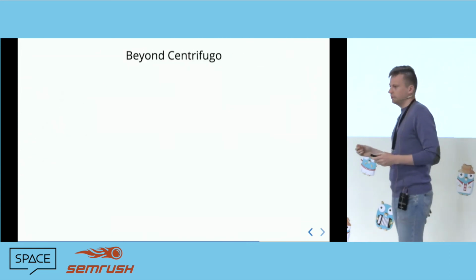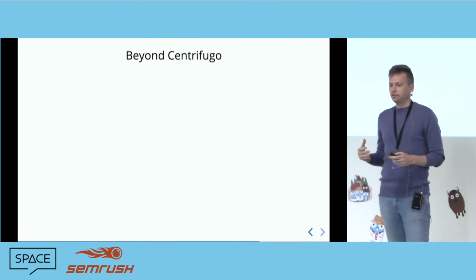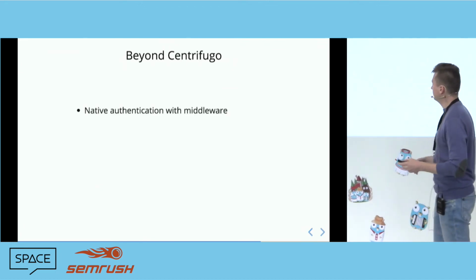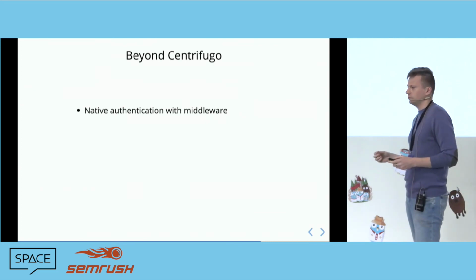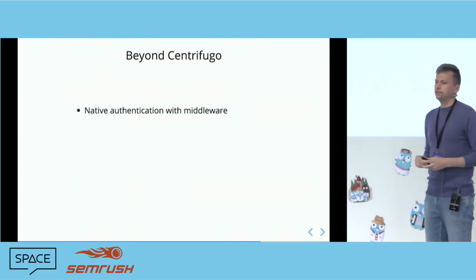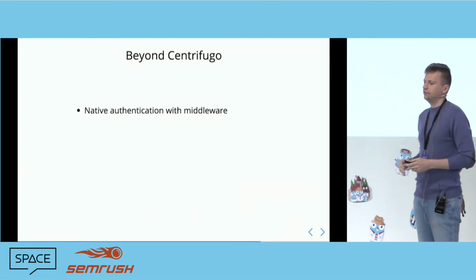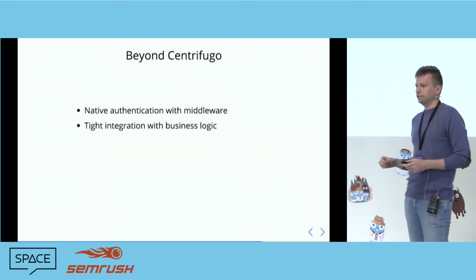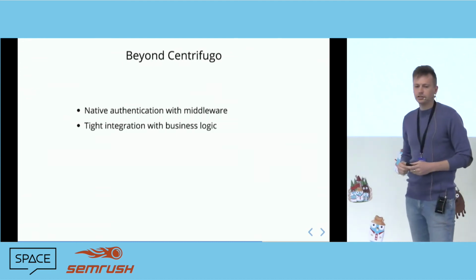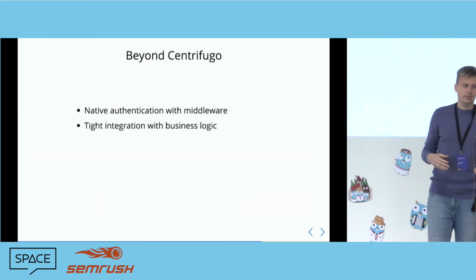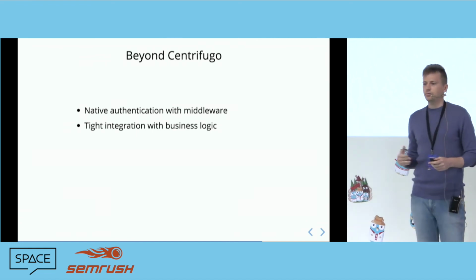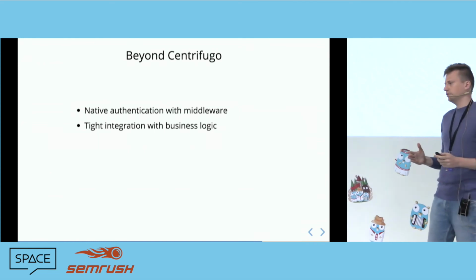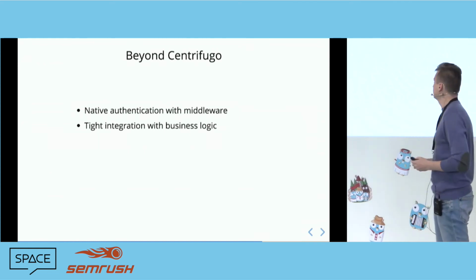What does it provide beyond Centrifuge? It actually has almost all the features I described for Centrifuge, but it also provides support for implementing native authentication using middleware, a convenient way in the Go language. It provides tight integration with backend and business logic. It can be very useful if you are making multiplayer dynamic browser games, for example. So you need your real-time stuff and business logic to be kept in one process.